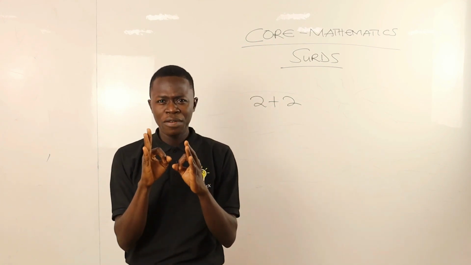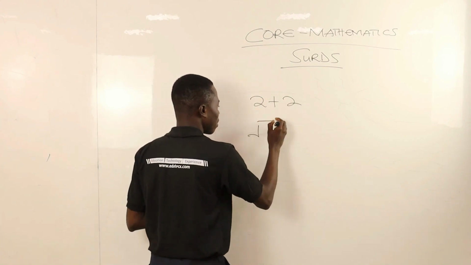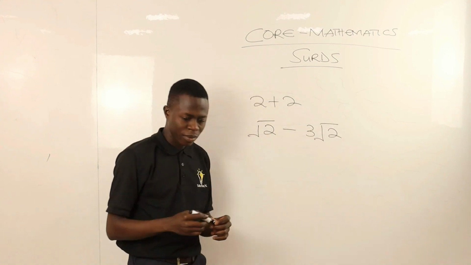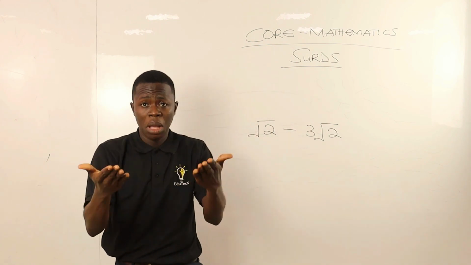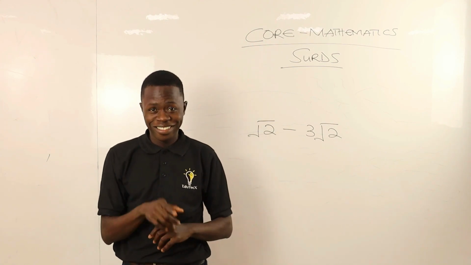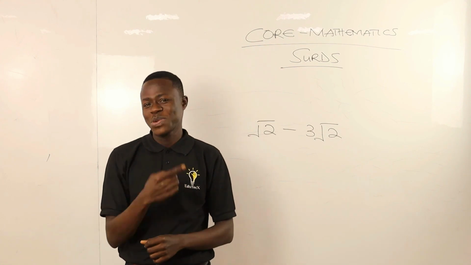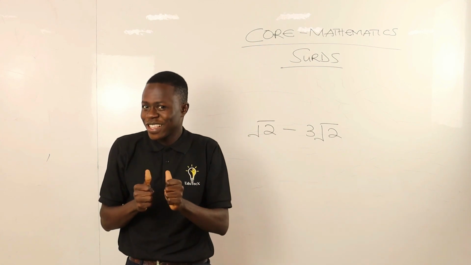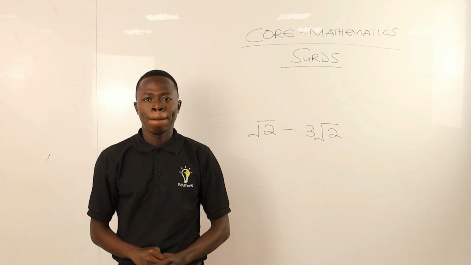But the question here again is, what if you are given surds and then you are asked to add or subtract them? So for instance, the one on the board, square root of 2 minus 3 square root of 2. If you are given an expression of this form, how do you solve it? You might think that this is quite complex as compared to 2 plus 2, right? But there's no need to fret. It's very simple. All you need to do is to follow me throughout this lesson and you see how simple it is.